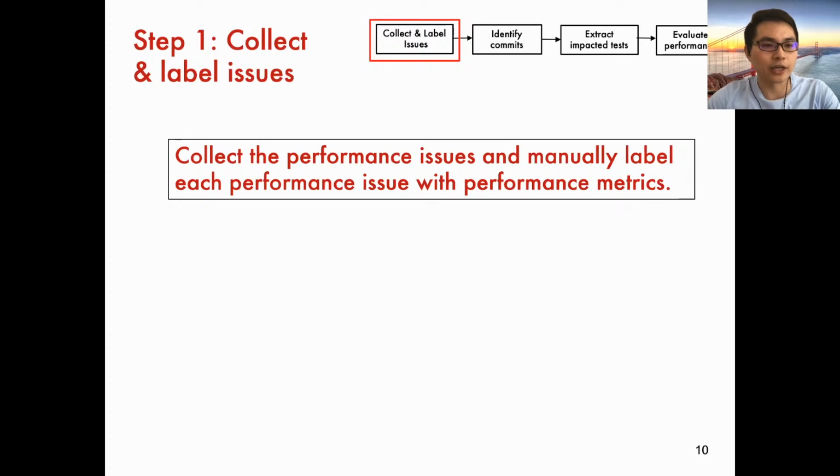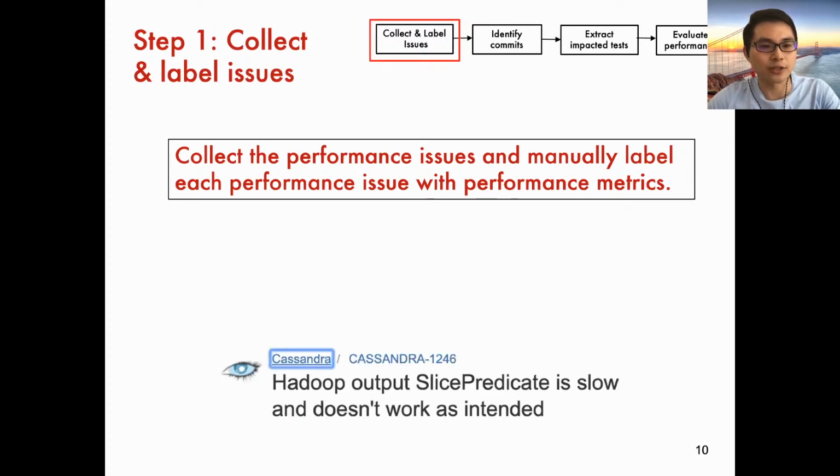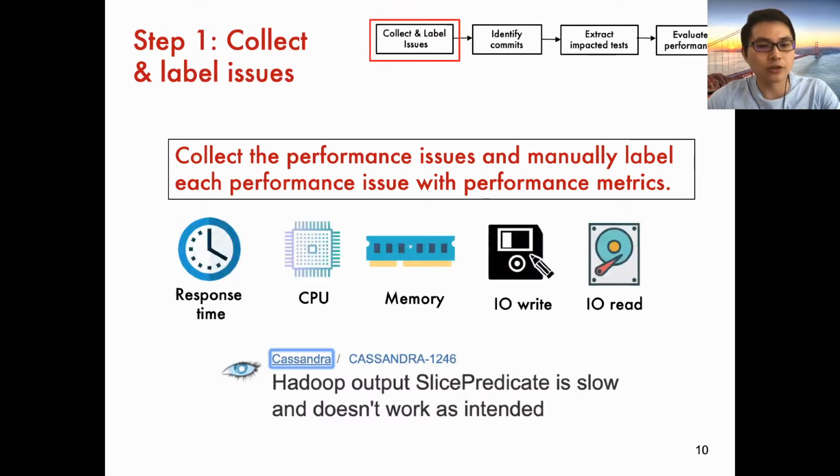We will collect the performance issues from the issue tracking system. Here is an example from the Jira issue tracking system. Generally speaking, we have 5 kinds of performance metrics: response time, CPU, memory, I/O write, and I/O read. We will then manually label each performance issue with its performance metric. From this issue, we know that it is related to the response time, so we will manually label it as response time. Here, I want to mention that some issues are related to multiple performance metrics.